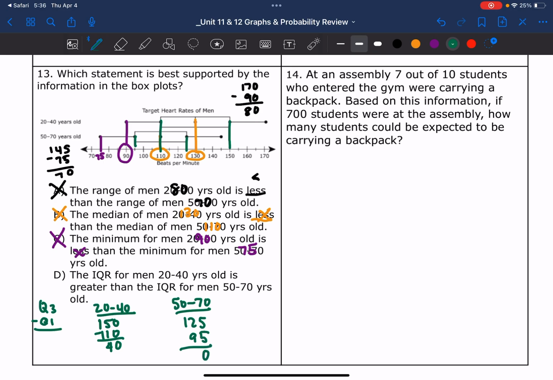Here it says that the IQR for 20 to 40 is greater than that for the 50 to 70. 40 definitely is greater than 30. So D, answer choice D is the answer.